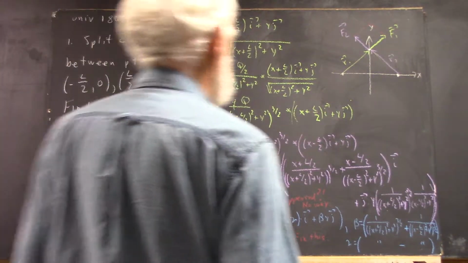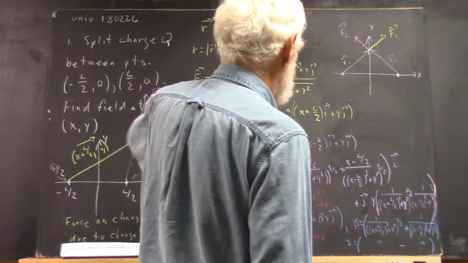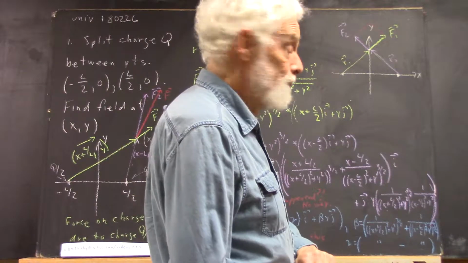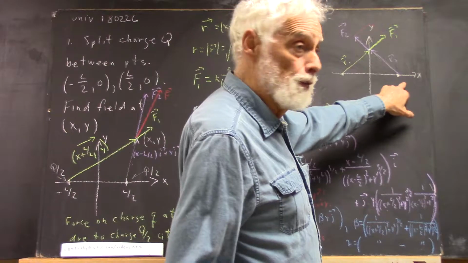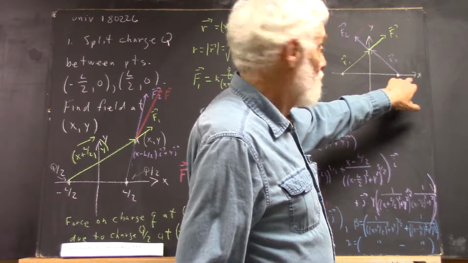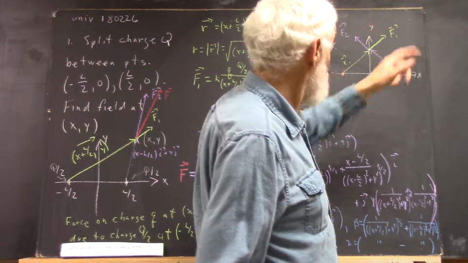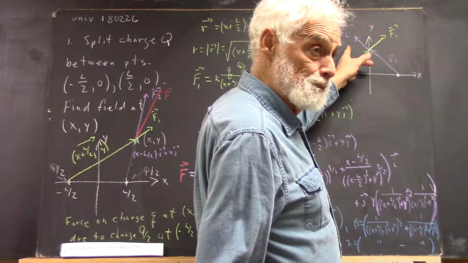Okay, so a sketch of our vectors. Well, I haven't labeled everything, but it's clear that these are the points, 2 points. These are the 2 R vectors, and these are the 2 force vectors.